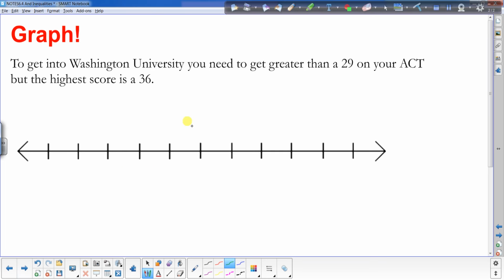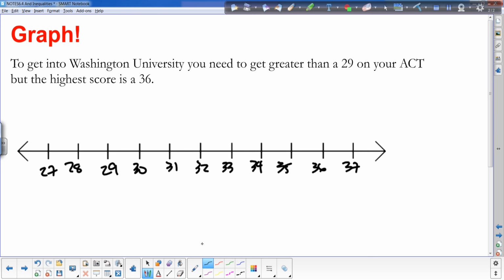To get into Washington University, you need to get greater than a 29 on your ACT, but the highest score is just a 36. So we're going to make a number line here. We're going to go 27, 28, 29, 30, 31, 32, 33, 34, 35, 36.